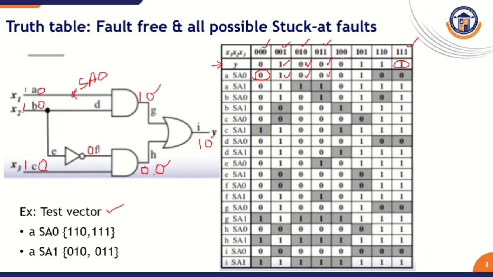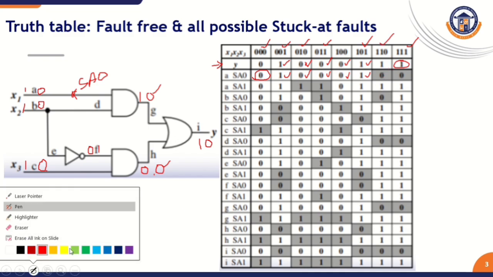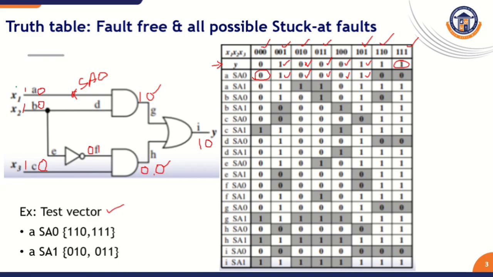Then when we apply 1 0 0, at that time the fault free response is 0, and the faulty response is also 0. Both are the same. We are not able to identify the fault. When we are applying the 1 0 1 combination, at that time the fault free response is 1, and the faulty response is also 1. We are not able to find this kind of fault when applying the 1 0 1 combination. So next we move to the next combination, 1 1 0.